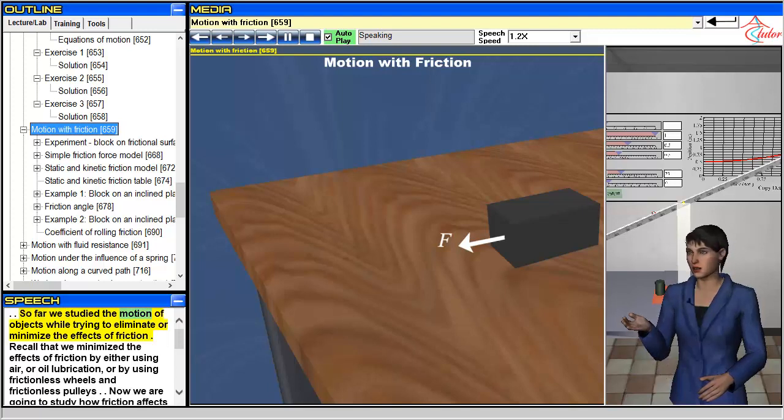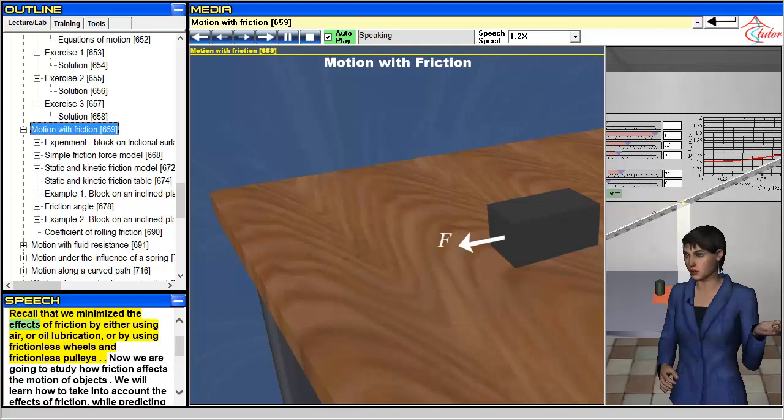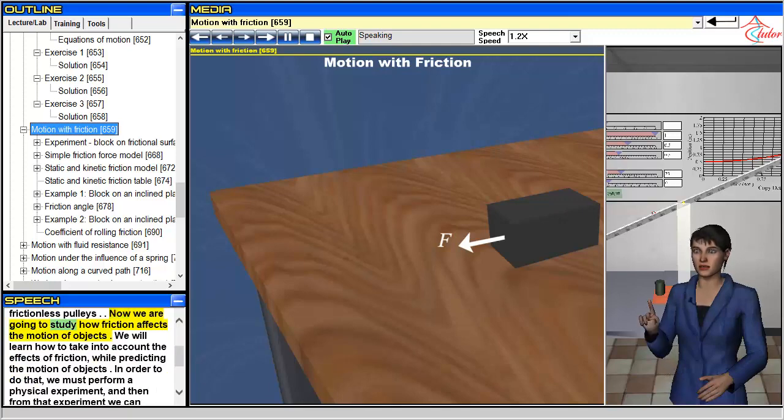So far we studied the motion of objects while trying to eliminate or minimize the effects of friction. Recall that we minimized the effects of friction by either using air or oil lubrication, or by using frictionless wheels and frictionless pulleys. Now we are going to study how friction affects the motion of objects.